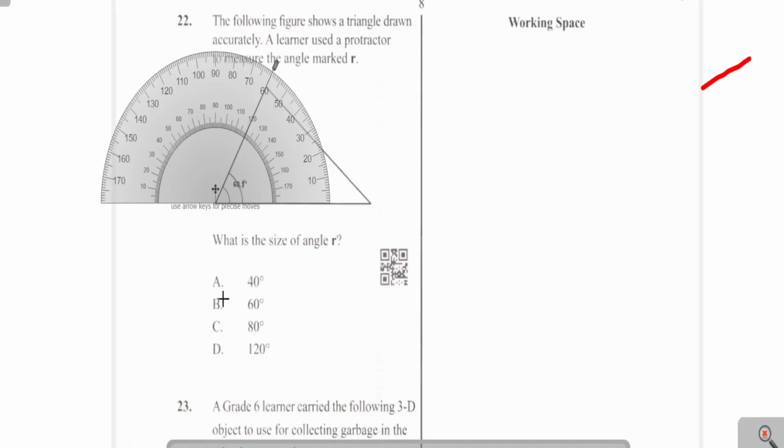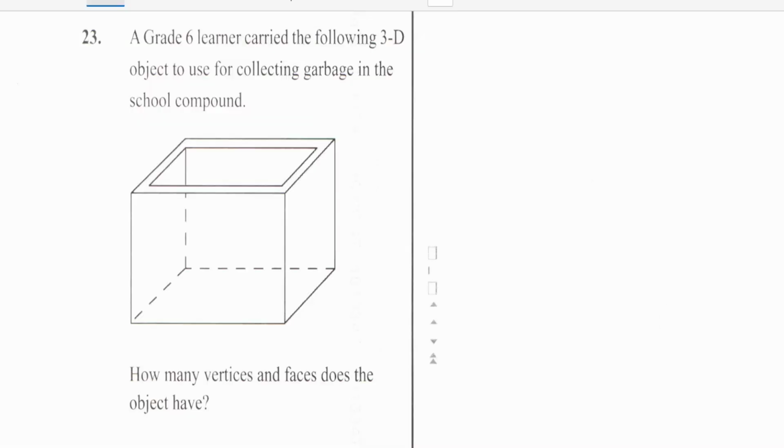Let me write it there. 60 degrees. So yeah, it's not that hard. Don't know why most students think it should be hard. So let's continue with the other question. Okay, question 23 of this paper.